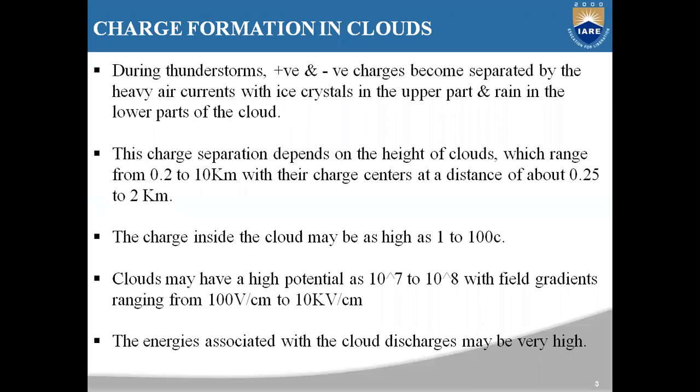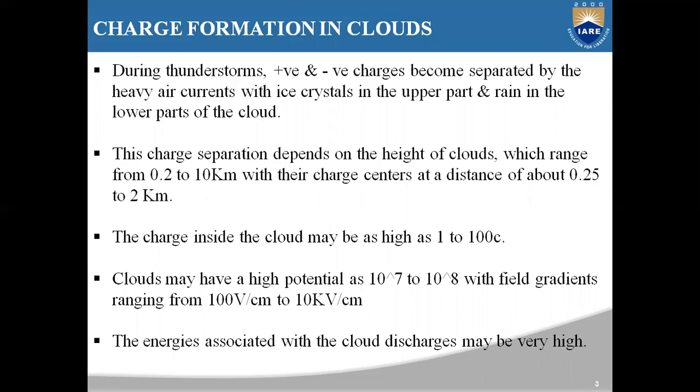So firstly, let us see how charge formation happens in clouds. During thunderstorms and lightning in various climate conditions, positive and negative charges become separated by heavy air currents, with ice crystals in the upper part as well as rain in the lower part of the cloud. This charge separation depends upon the height of the clouds, which range from 0.2 to 10 kilometers, with their charge centers at a distance of about 0.25 to 2 kilometers.